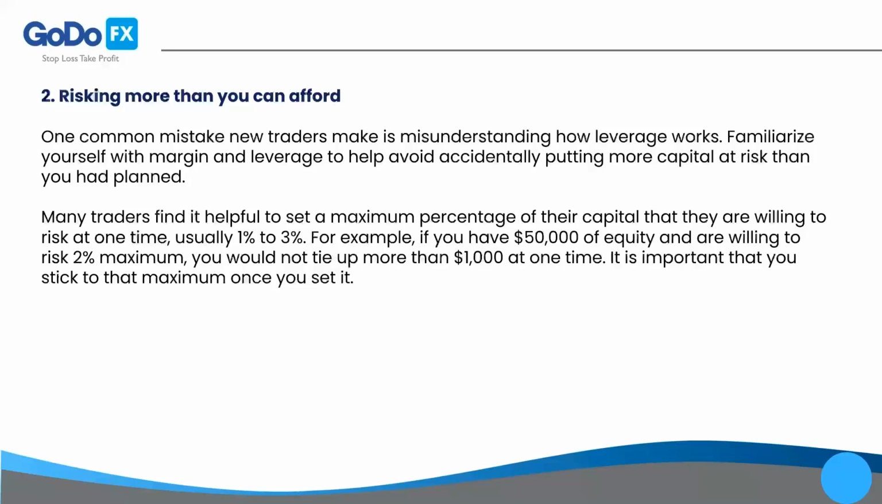So many traders find it helpful to set a maximum percentage of their capital that they are willing to risk at one time, usually 1% to 3%. So I'm using 1 to 3% of my capital. For example, if you have $50,000 of equity and are willing to risk 2% as a maximum, you would not tie up more than $1,000 at one time. It's important that you stick to that maximum once you set it. So don't be greedy, just keep this percentage and work on it while moving.